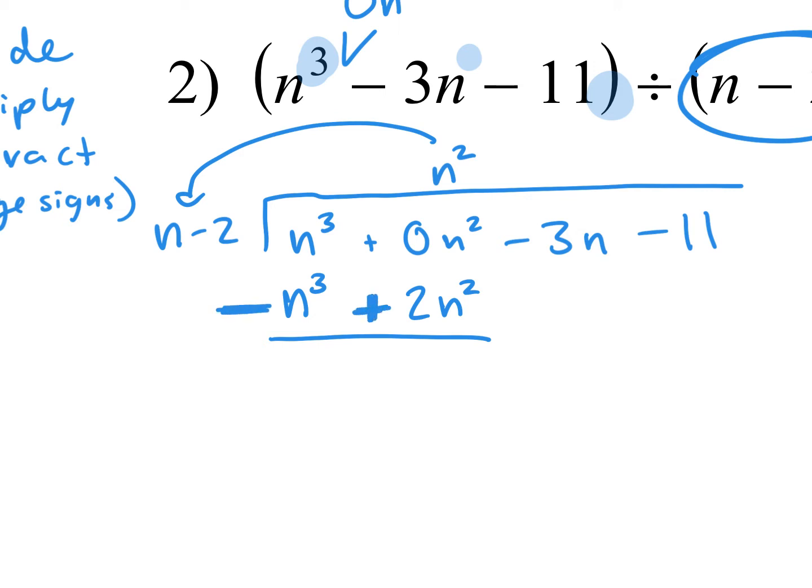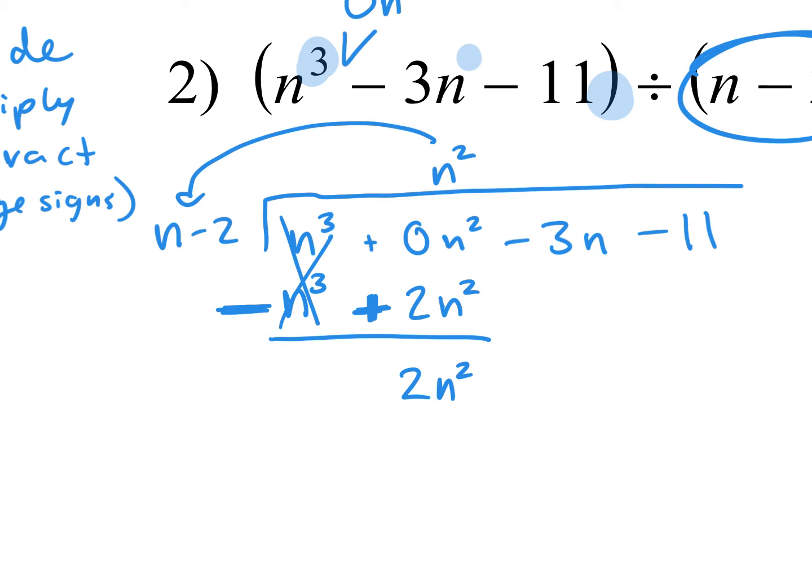Oh, it is. So then we change the signs. So what happens to the n to the third powers? They cancel. What is 0n squared plus 2n squared? 2n squared. So after we subtract, what do I do next? Divide. So we do it all again.